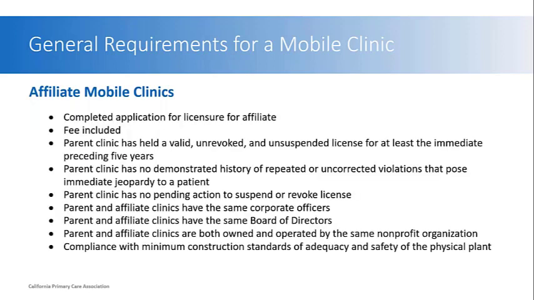As mentioned earlier, to be eligible to apply for an affiliate mobile clinic license, a primary care clinic must hold a valid, unrevoked, and unsuspended license for at least the immediately preceding 5 years. The clinic applying to add the site must not have a history of repeated or uncorrected violations that pose immediate jeopardy to the patient. The original clinic, sometimes referred to as the parent clinic, and the affiliate clinic must have the same corporate officers and board of directors and be operated by the same organization. The affiliate clinic must also comply with minimum building standards.